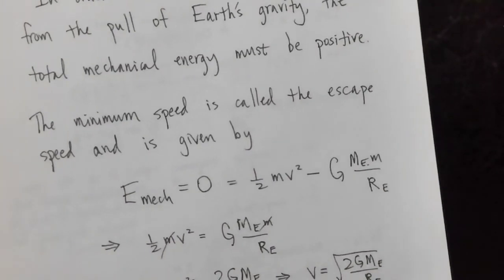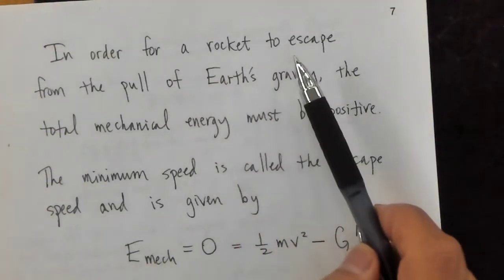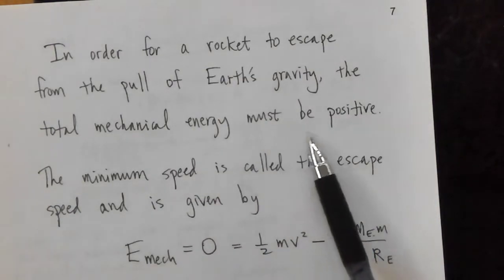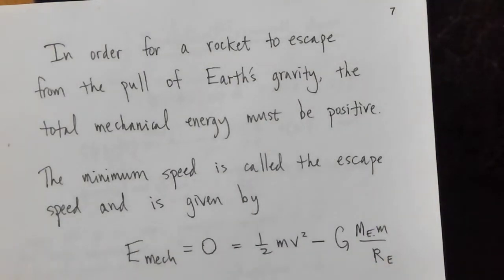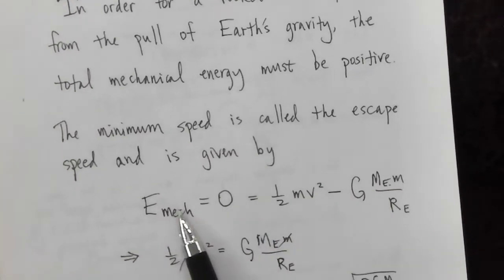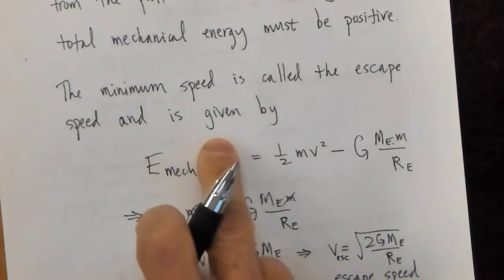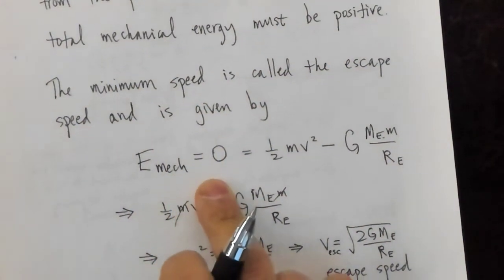All right, in order for a rocket to escape from the pull of Earth's gravity, the total mechanical energy needs to be positive. That's because when you're infinitely far away, your energy is always positive because the potential energy goes to zero, and you only have kinetic energy, which can only be zero or positive. So the minimum required speed is called the escape speed, and typically you might see an ESC for escape here. Minimum speed is called escape speed, and it's given by setting the mechanical energy to zero.